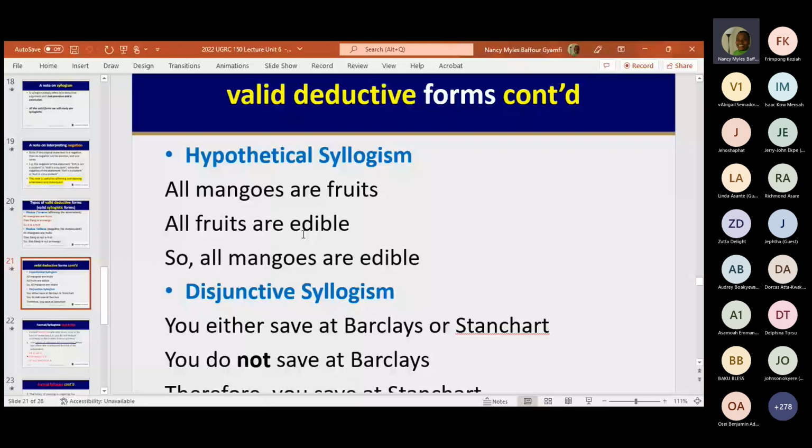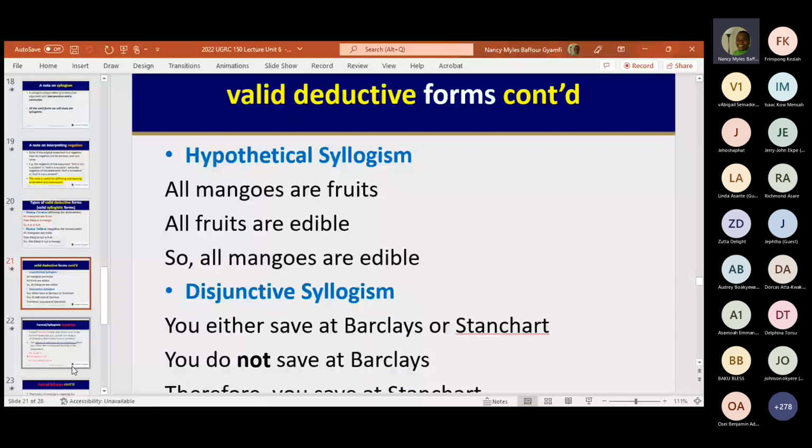The Venn diagram version of it is where you say all mangoes are fruits. It means all mangoes are inside the set of fruits. Okay, so circle is inside triangle. And all fruits are themselves also inside what? The set of those things that are edible. So all circles inside triangle and the triangle itself inside the square. Then the circle would already be inside the square. That's the logic for hypothetical syllogism.